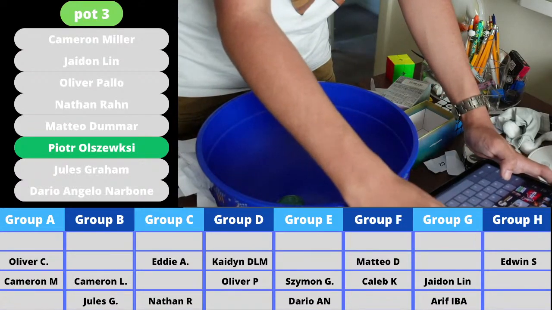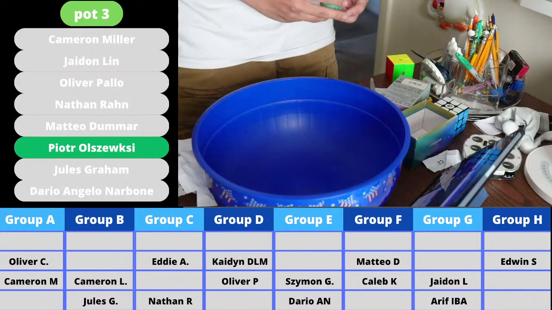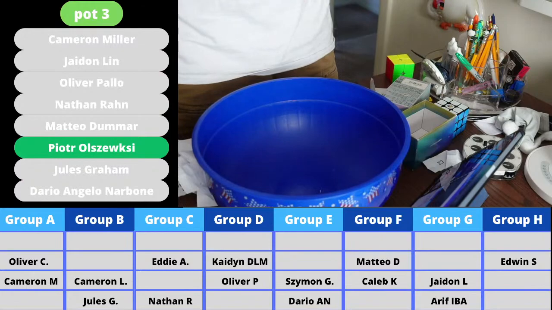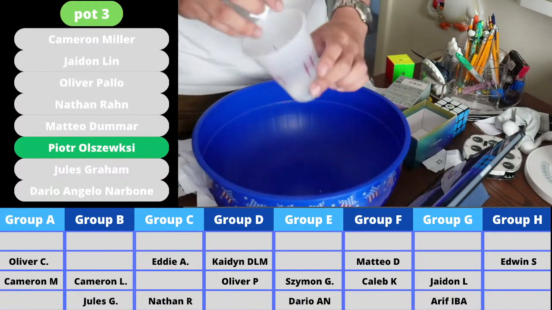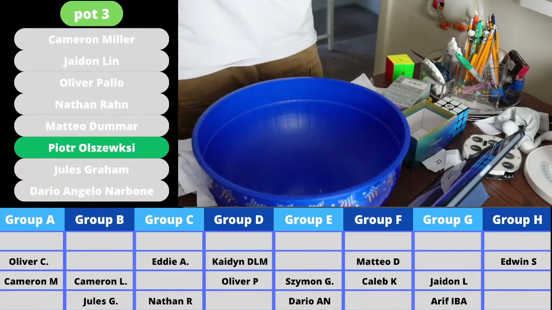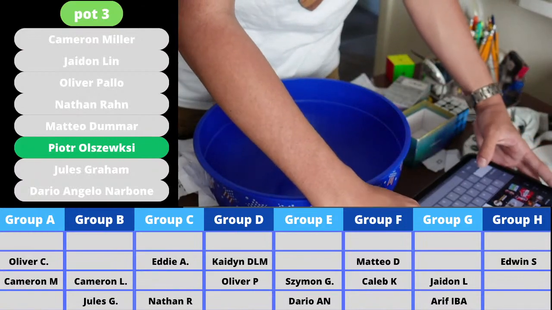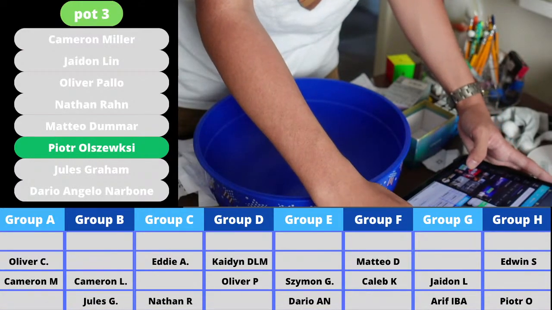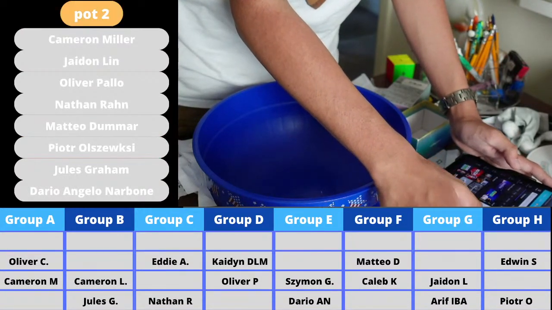And finally, we're going to move on to the last ball. And that will be, of course, Peter. Let's see what position we'll be going into. Excuse me. We'll be going into position H4. So Peter will be going into position H4. All right, that concludes pot 3. We will now move on to pot 2.